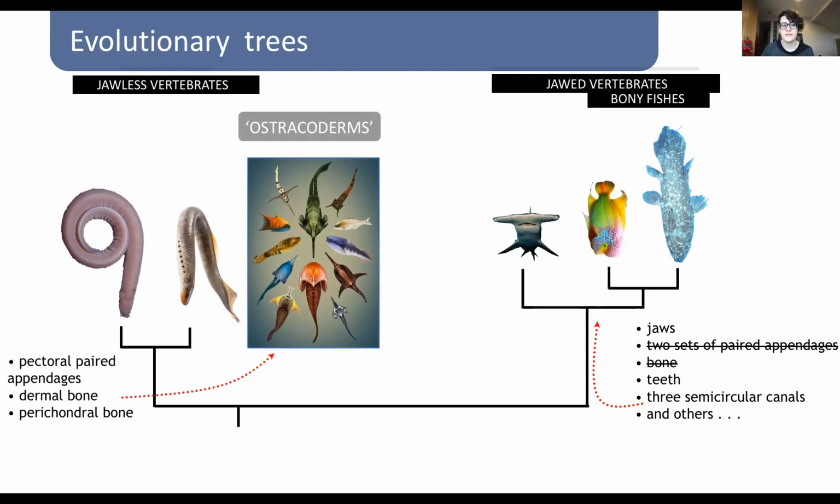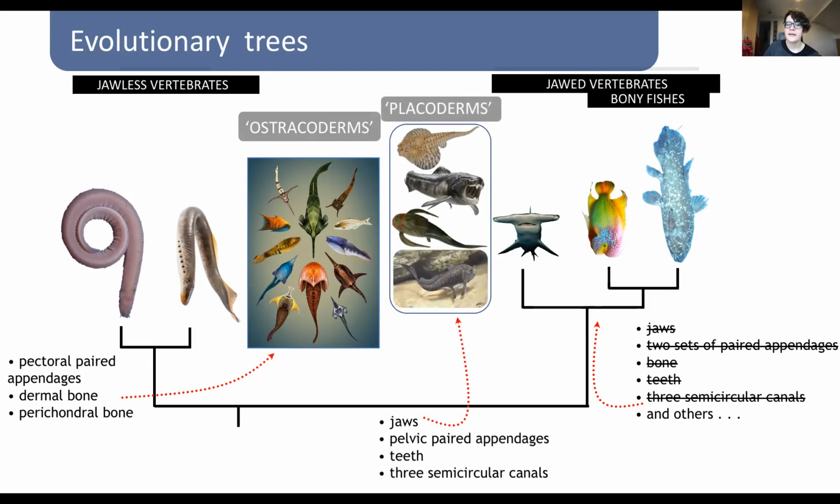These are a group of fishes that first evolve paired pectoral appendages, the equivalent of our arm. They're also the first animals to show dermal bone, and they're the first animals to show perichondral bone. And secondly, we have the Placoderms.